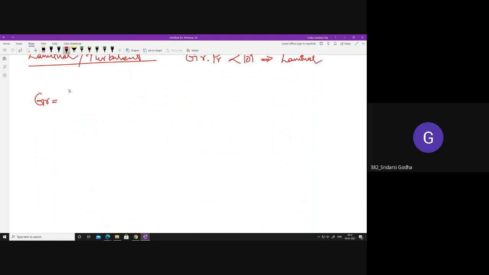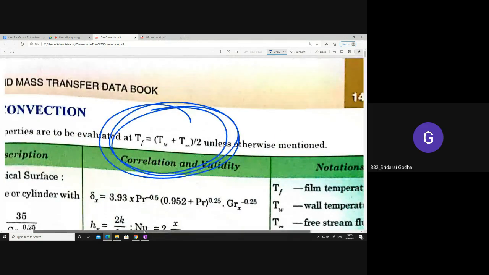Anyways, here the Grashof number formula is g beta delta T into L cube by nu square. In this, what is g? g is acceleration due to gravity, 9.81 meter per second square. What is beta? Beta is 1 by T_f. What is T_f here? In case of free convection, T_f is the temperature where all the properties are to be evaluated.